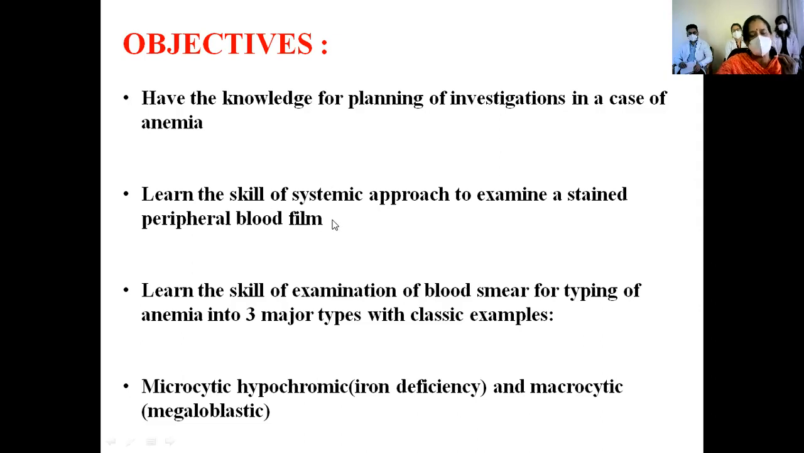So the next is the skill. What is the skill? Systematic approach to examining a stained peripheral smear. The only psychomotor skill that students have in pathology now with the CBME is making a peripheral smear. So once the students come back, we're going to teach them how to prepare an ideal peripheral smear. Here we're teaching them the skill of examination of a peripheral smear.